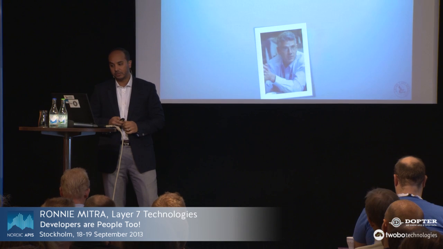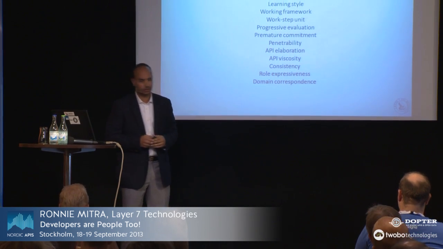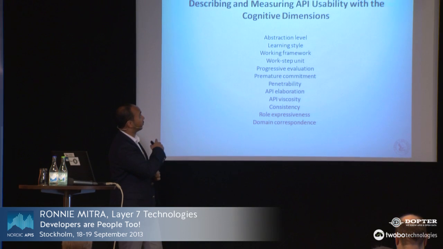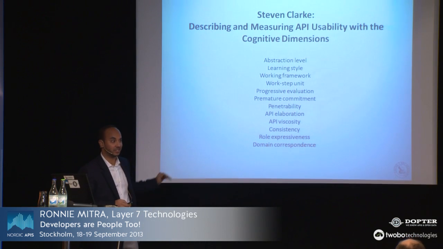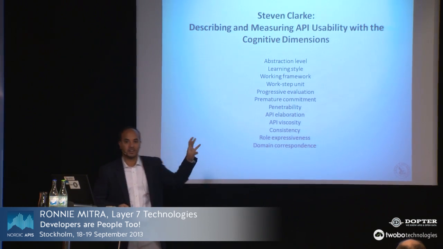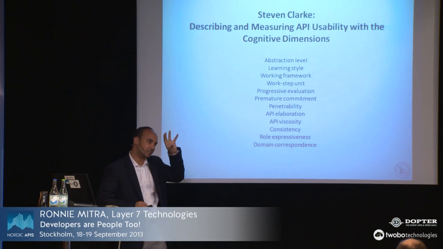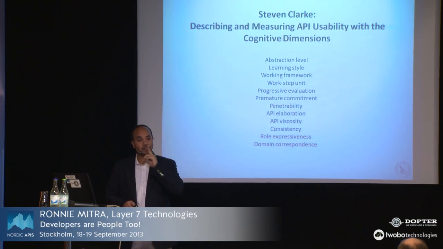More academic but interesting is this. A guy from Microsoft, Stephen Clark, I think about 10 or 11 years ago, published a paper called Describing and Measuring API Usability with Cognitive Dimensions. And then he starts laying out these dimensions. So really insane, right? Cognitive dimensions is specific to the world of visual programming and describes a way of categorizing and measuring how developers interact with their developer tooling. Right? This sounds interesting. This sounds possibly applicable.